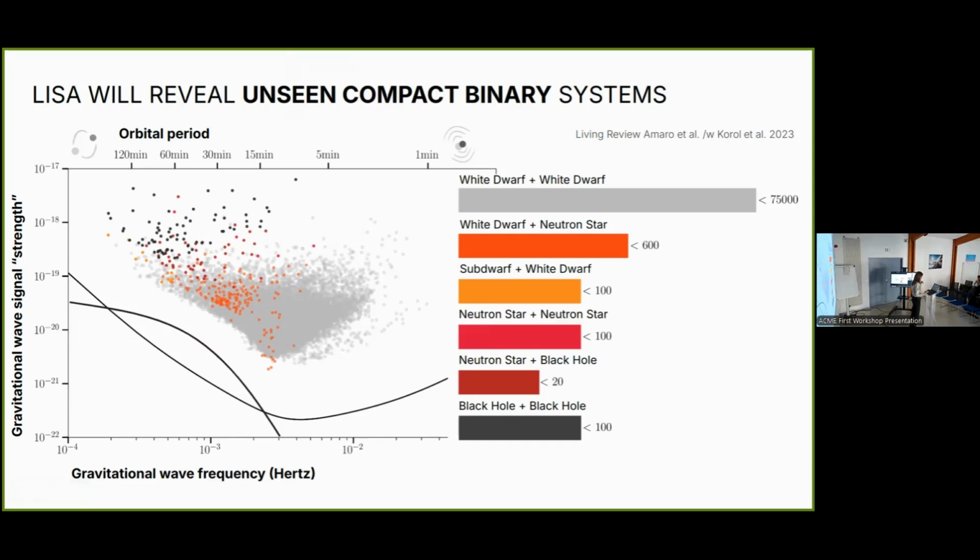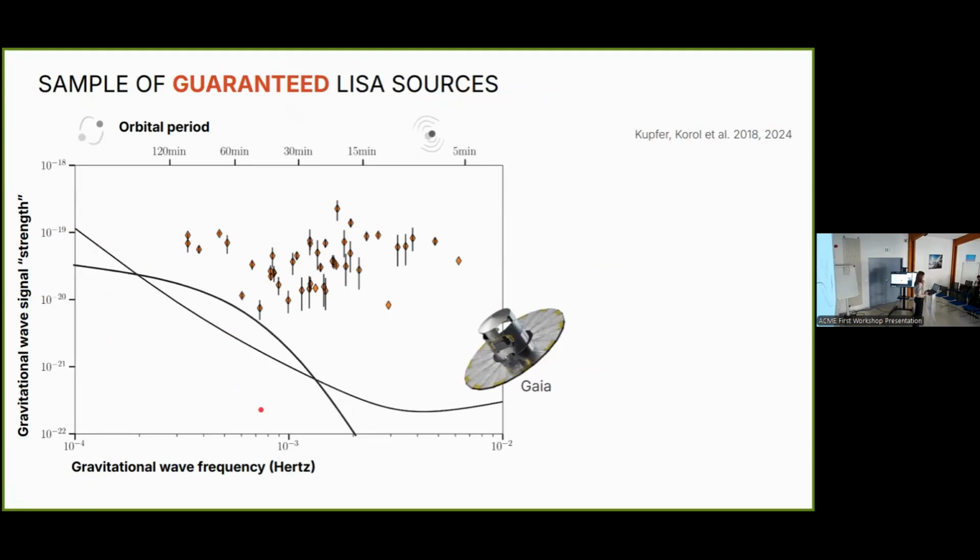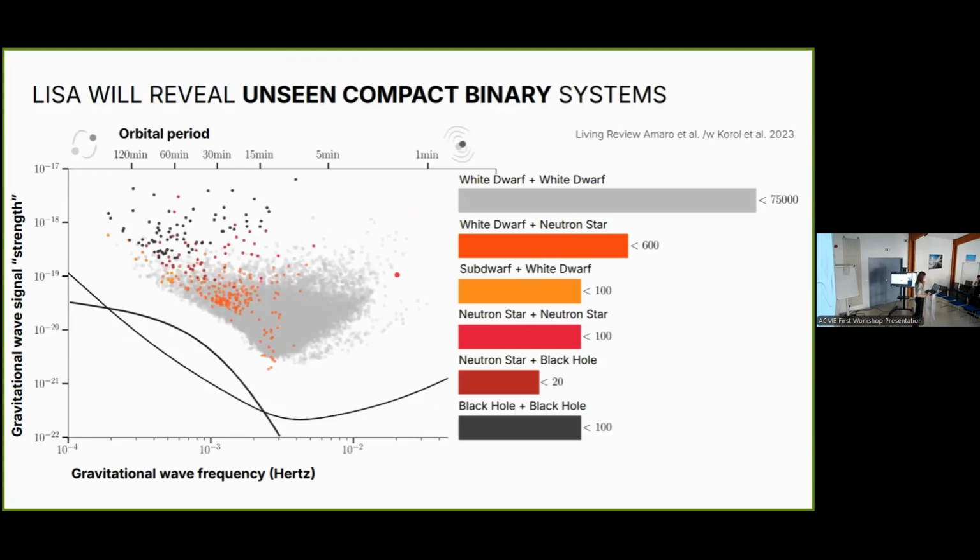For instance, some models have the shrinkage pile up binaries outside the LISA band, and so you don't have the foreground because there are not enough of them. But coming back to verification binaries, those models do not reproduce the number of verification binaries. So we are probably in a situation in which there will be some foreground, but it is still uncertain how much of it there will be.